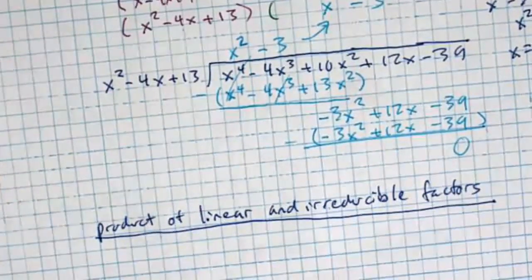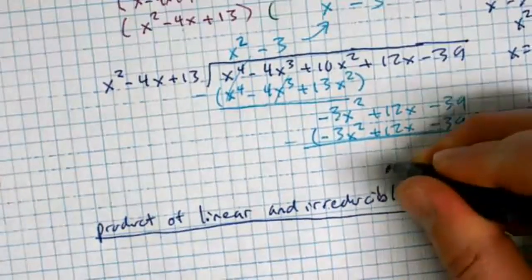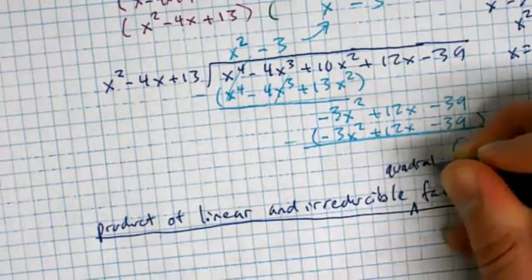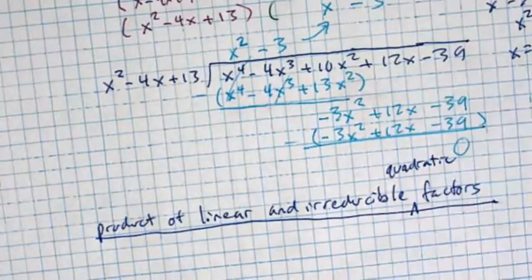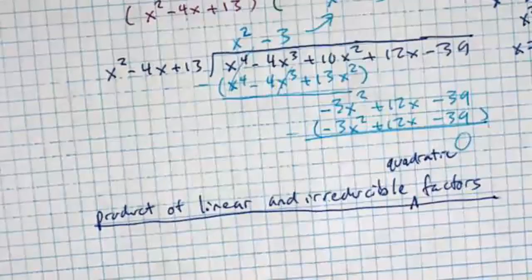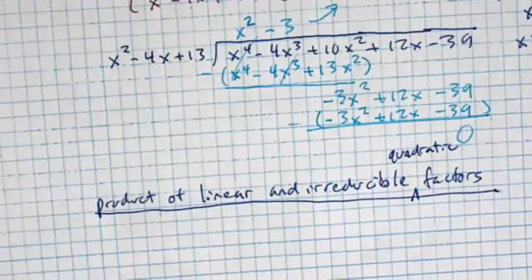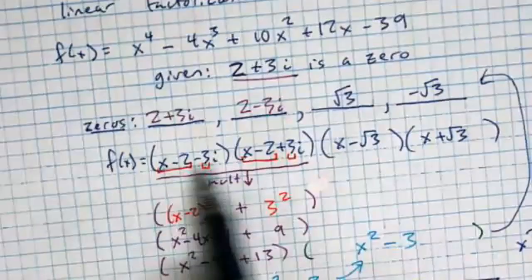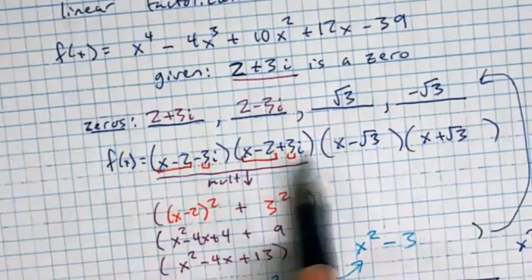Product of linear and irreducible. I think they actually include the word quadratic. So when they ask for this, they don't want to see anything with i's and square roots in our factors. So if they're asking for linear and irreducible quadratic factors, these don't count as linear factors.